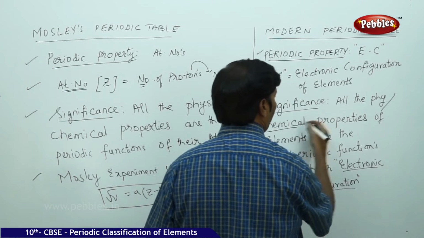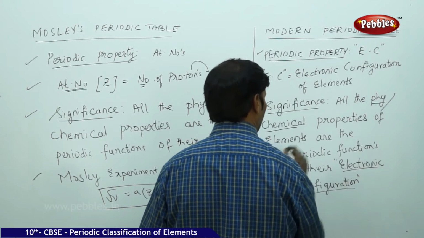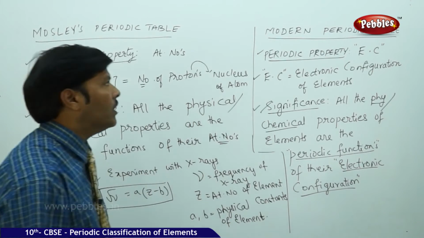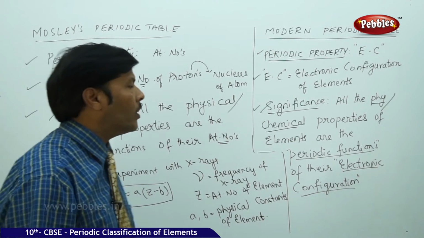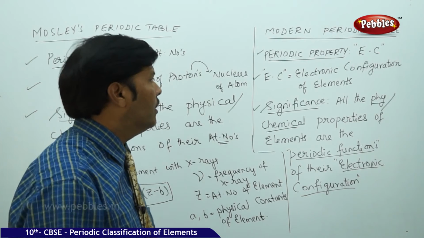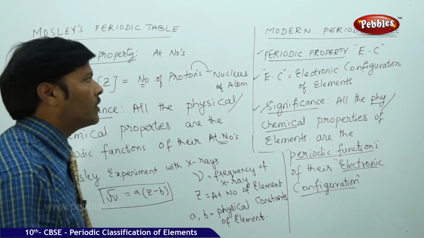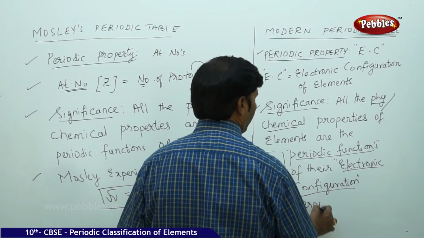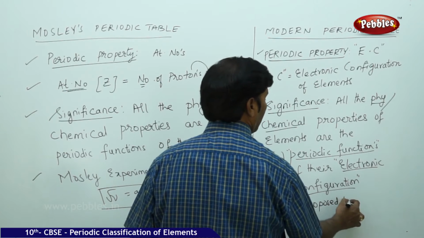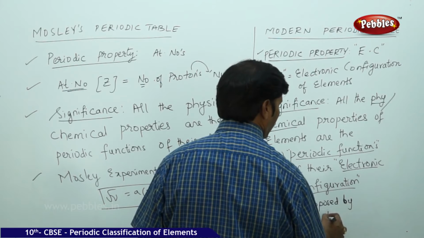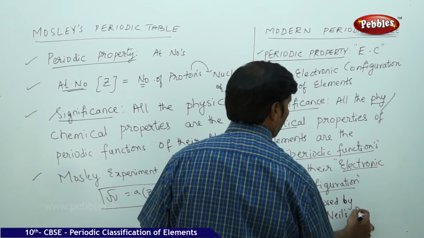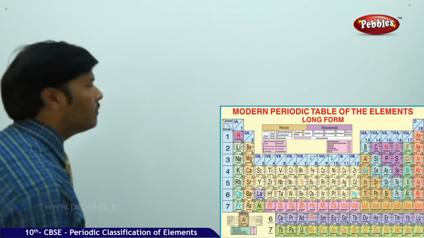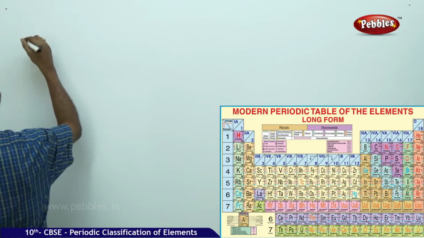All the physical and chemical properties of the elements are periodic functions of their electronic configuration. So in this modern periodic table, we would like to have a few more points under discussion. And this modern periodic table was actually proposed by Niels Bohr. So let's continue the next part of the discussion in the modern periodic table.